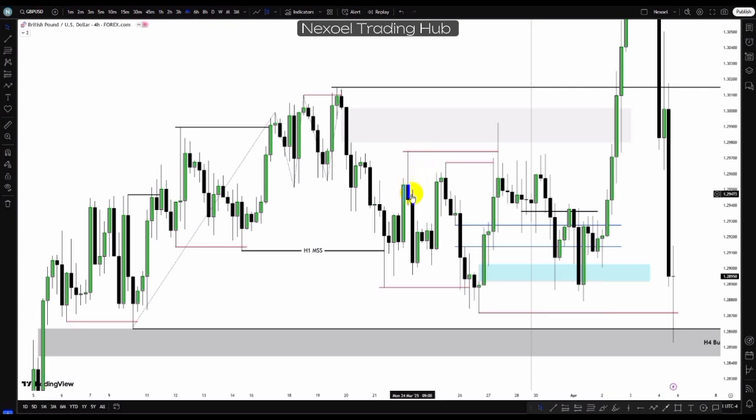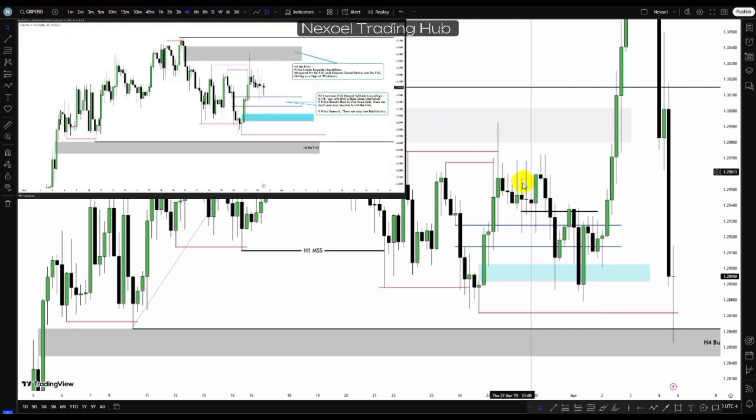So what we can now see is the major inducement, the minor inducement. Price fell to the downside, taking out the sell side liquidity, mitigating the rejection block here. And now we saw that price gave us this bullish movement back into this bearish fair value gap here in the 4-hour time frame. So this was where price closed last week before we had the forecast release.